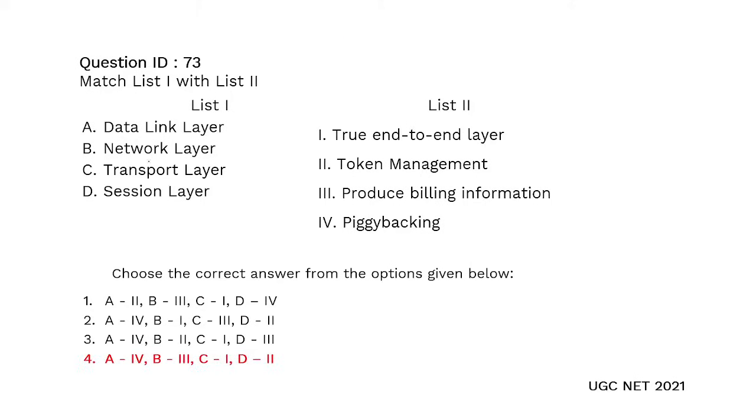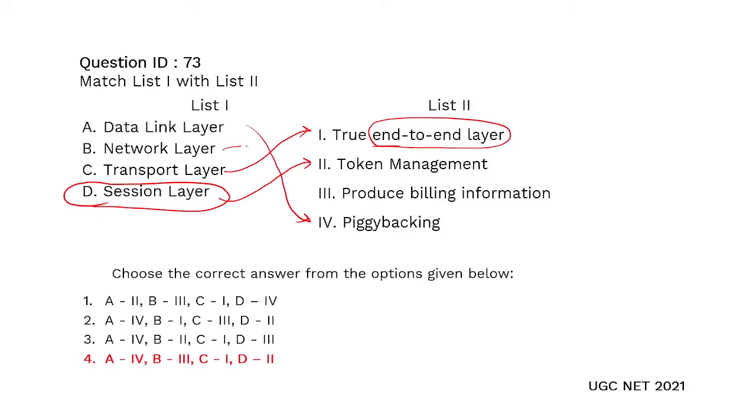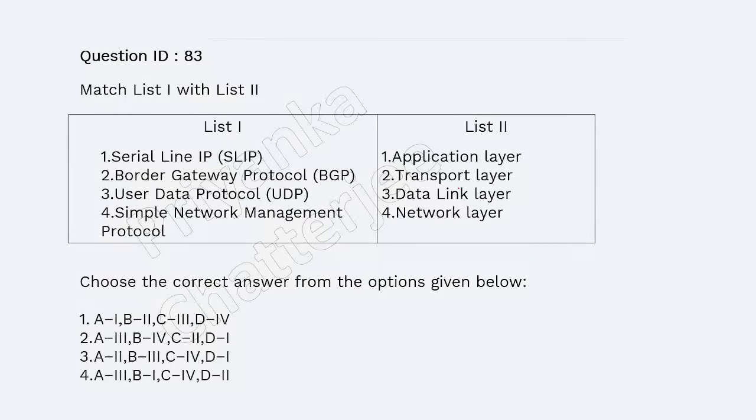Yes, here answers are coming. Again you can see the session layer: a very important role of the session layer is token management and synchronization. Other than that, end to end is the keyword of the transport layer, end to end connection. The data link layer does piggybacking, and the network layer produces the billing information.